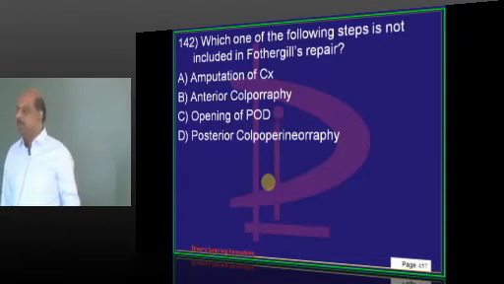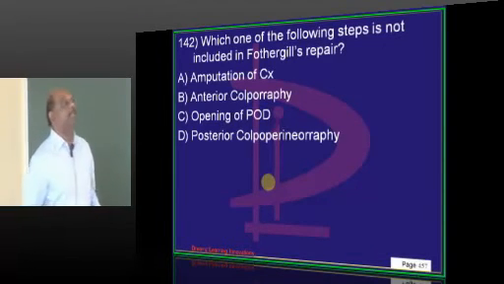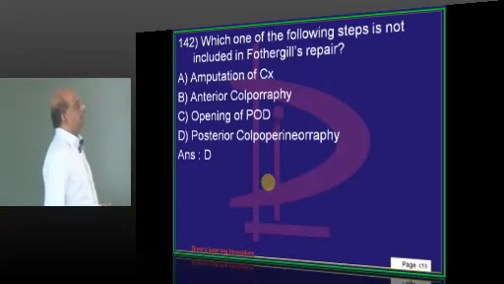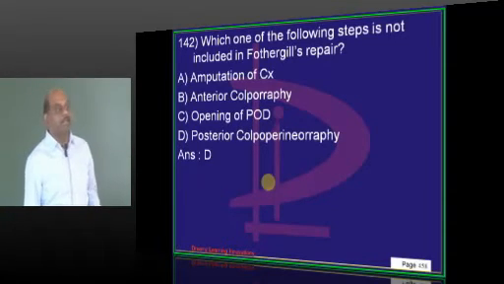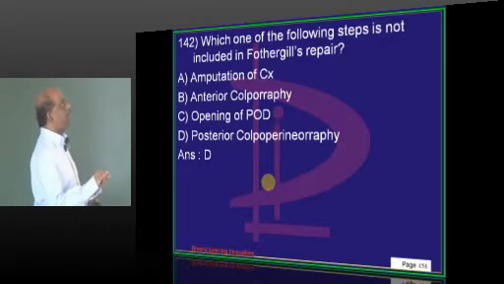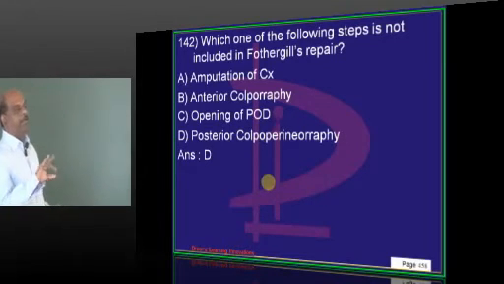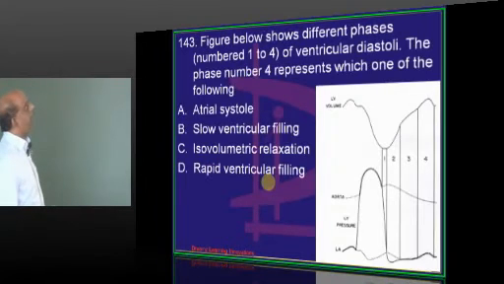For the Gellis procedure, what is not a part of the procedure? Posterior colpoperineorrhaphy, do you do, or anterior colporrhaphy? Anterior we do. Amputation of cervix, opening of POD and anterior colporrhaphy. They are all the important components.